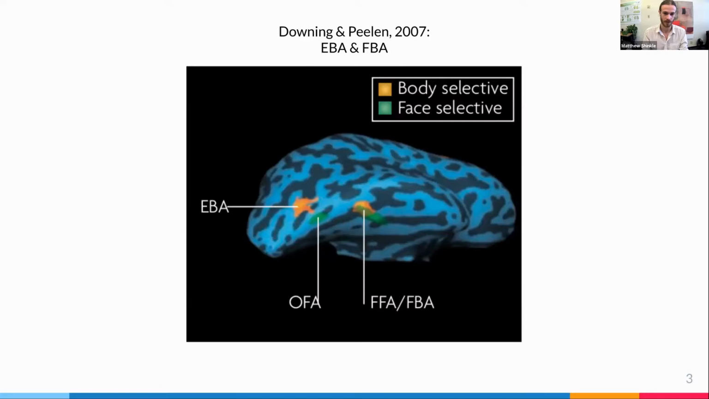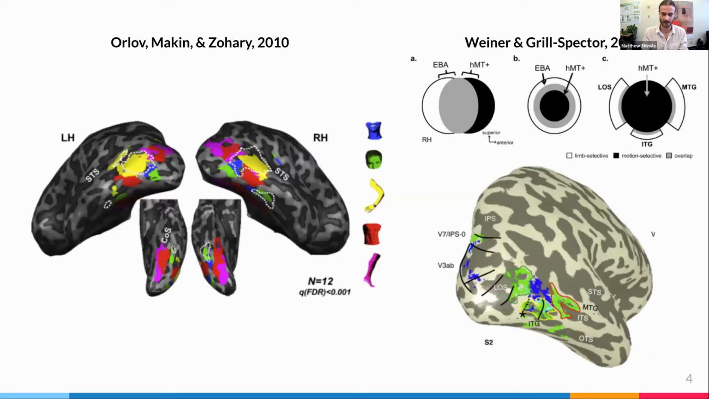There are a few regions of cortex that are well known to be selective to bodies and body parts. These include the fusiform face and body areas, the occipital face area, and the extrastriate body area. But there have been a few papers in the last decade that have added nuance to this description. For instance, Orlov, Makin, and Zohary in 2010 showed participants images of isolated body parts versus control images and found selectivity to not just bodies, but specific body parts, forming this sort of patchwork across a large portion of lateral occipitotemporal cortex.